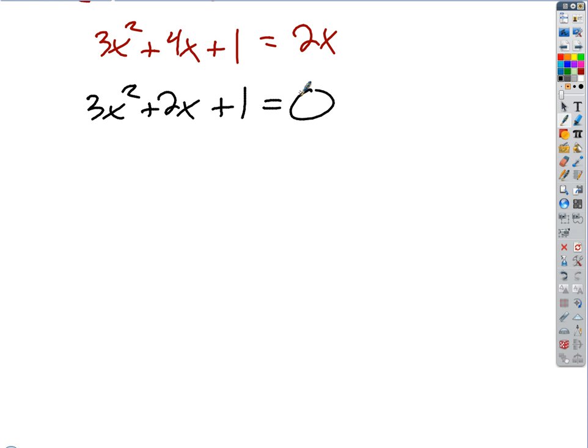Reversing PEMDAS is pretty easy. This is going to be a little bit tougher. Can I make this any simpler? Could I divide both sides by anything to trim it down? No. Nope. So I'm stuck. That's what I'm stuck with, right?